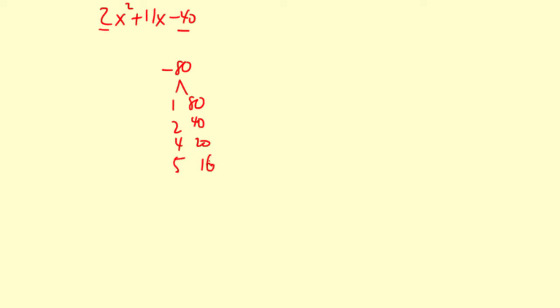And remember that one of these numbers is going to have to be negative. Right here, 5 and 16, if I make the 5 negative, negative 5 plus 16 makes positive 11, and they multiply to make negative 80. So that's my factoring pair. So 2x squared minus 5x plus 16x minus 40.